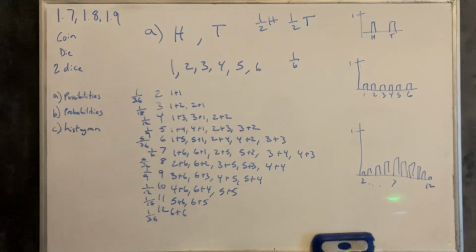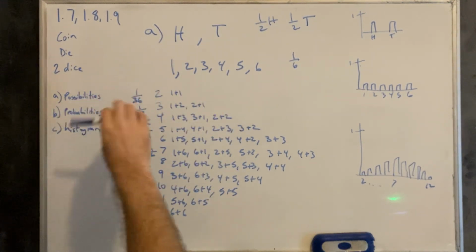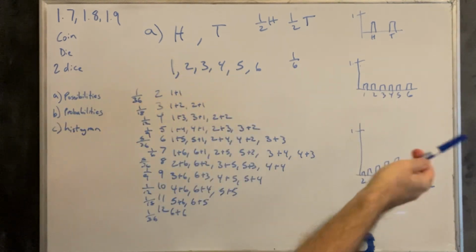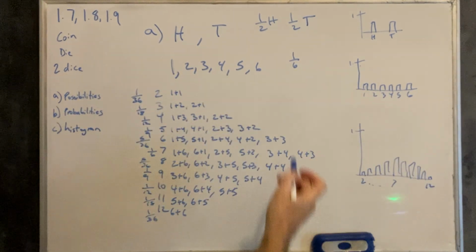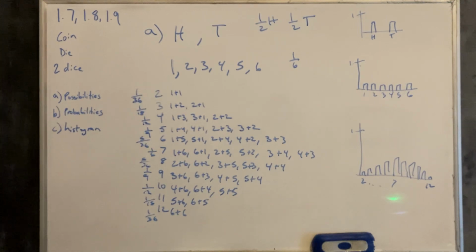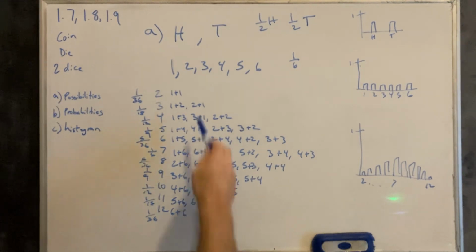For the single die, the possibilities are 1, 2, 3, 4, 5, or 6. And each of them you have a 1/6 chance to get. So you have a 1 in 6 chance to get a 2 or a 5.